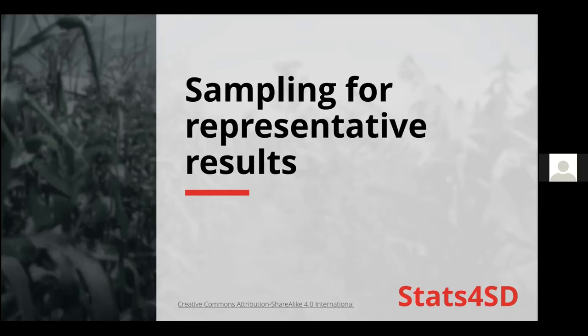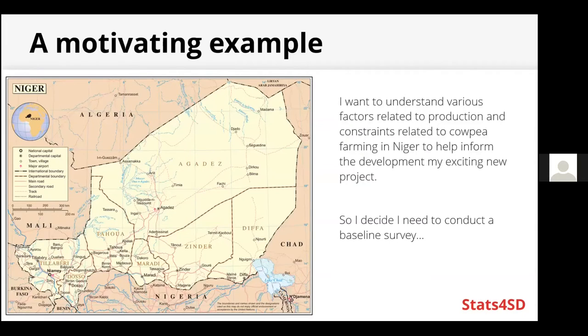So I'm going to start out with what I hope is a fairly familiar sort of example, even if some of the specifics will be different for you, because I'm at the start of my project and I want to understand the farmers that I'm going to be working with. So I'm going to be doing maybe a baseline survey. The example here is that I'm working in Niger. So I have a nice map of Niger here.